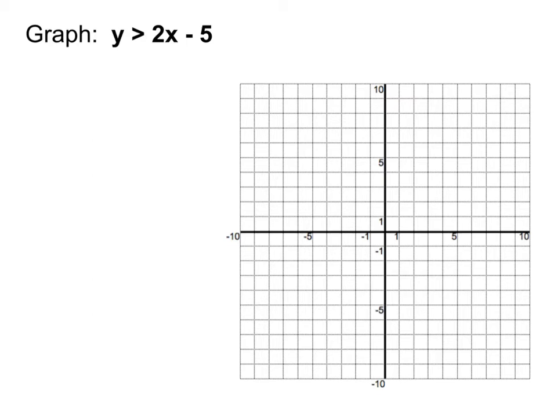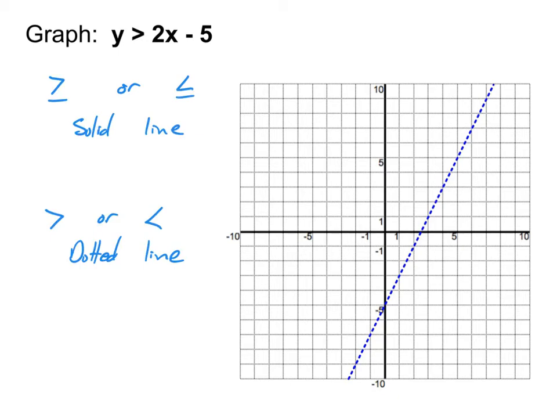The shaded area should be, but not the actual points right on the line. And so the way we show that then is we use a dotted line. Anytime you have that equal to in there, you draw the solid line like you normally would. But if you do not have the equal in there, so it's just a greater than or it's just a less than, draw your line as dotted.